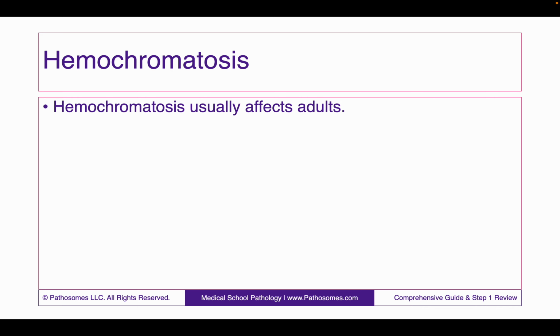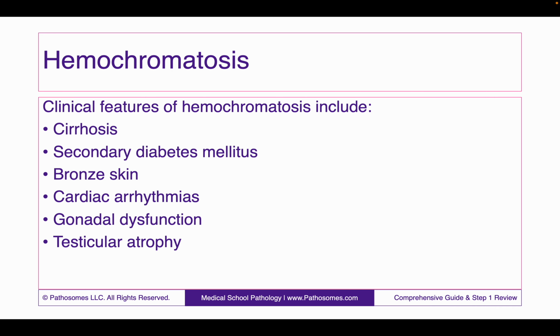Hemochromatosis usually affects adults, and clinical features of hemochromatosis include cirrhosis, secondary diabetes mellitus, bronze skin, cardiac arrhythmias, gonadal dysfunction, and testicular atrophy. Hemochromatosis is often referred to as bronze diabetes.